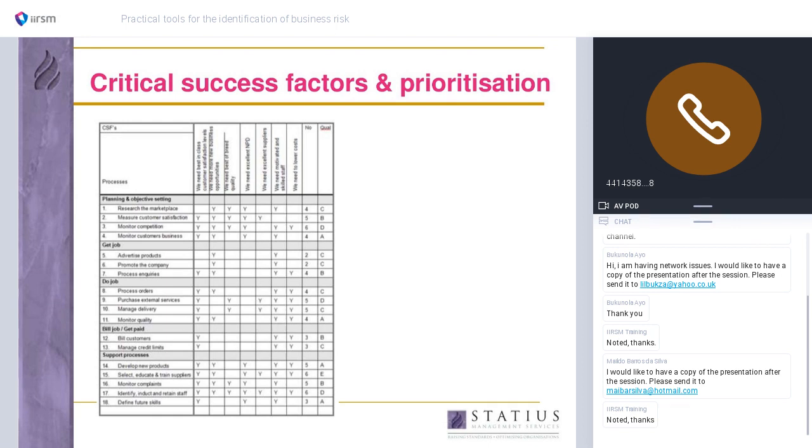It also shows a sample of just 18 processes written down the side, arranged around the get job, do job, bill job framework. There will be other sections to this, and as an example we can see here, the planning and objective setting process has been popped on at the top, and a few typical support processes have been added to the bottom.